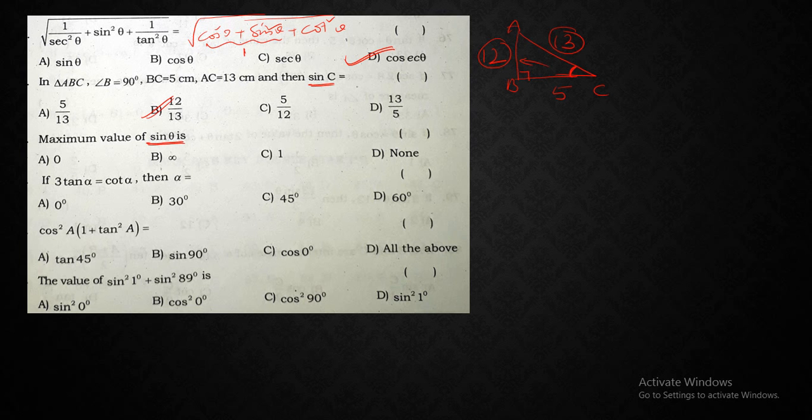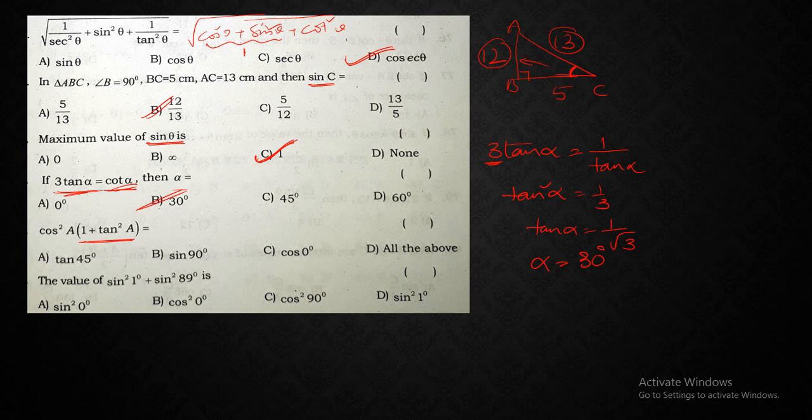Maximum value of sin theta. So sin maximum value is 1. So do remember this. Next, 3 tan alpha is equal to cot alpha. Then what is the value of alpha? So this is the given question. Change cot alpha as 1 by tan alpha. Transposing, 3 goes to this side, then tan square alpha is equal to 1 by 3. So clearly tan alpha is equal to 1 by root 3. So when will you get tan as 1 by root 3? At alpha is equal to 30 degrees. So answer is 30 degrees.